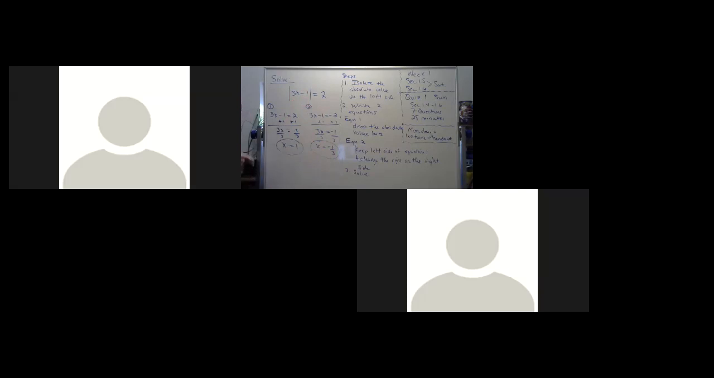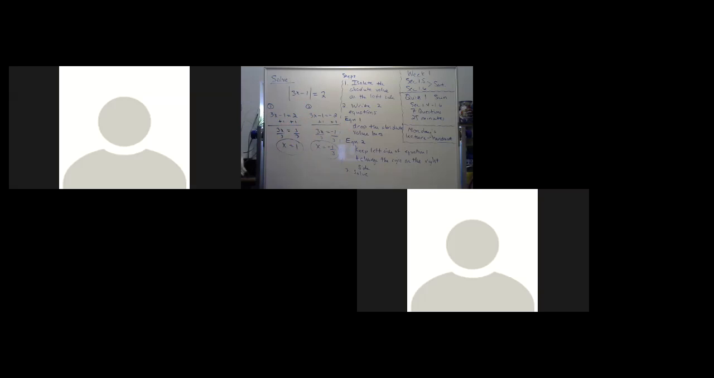So let's walk through it again. The first thing you want to do is make sure you get the absolute value by itself on the left side. You're then going to write two separate equations. The first equation, all you have to do is drop those absolute value bars and write your equation. The second equation, you keep the left side, but you're going to change the sign on the right side from the first equation. Solving both of those will give you your solution.